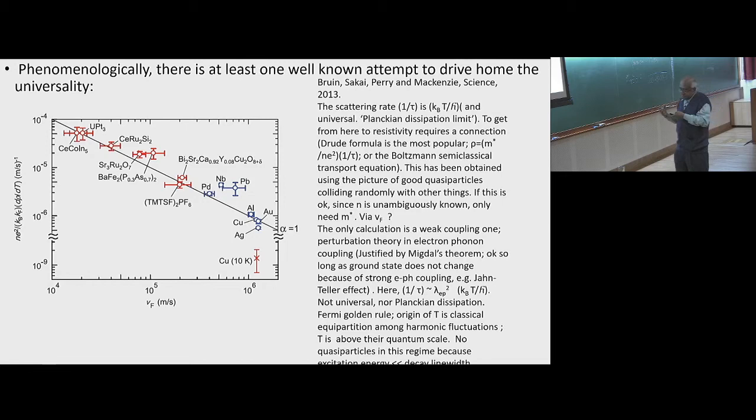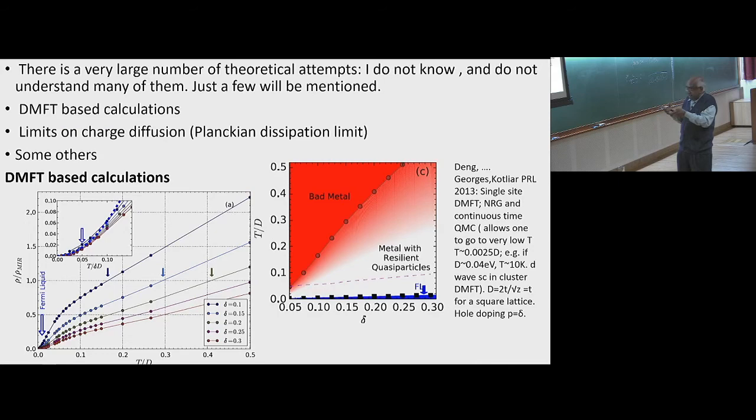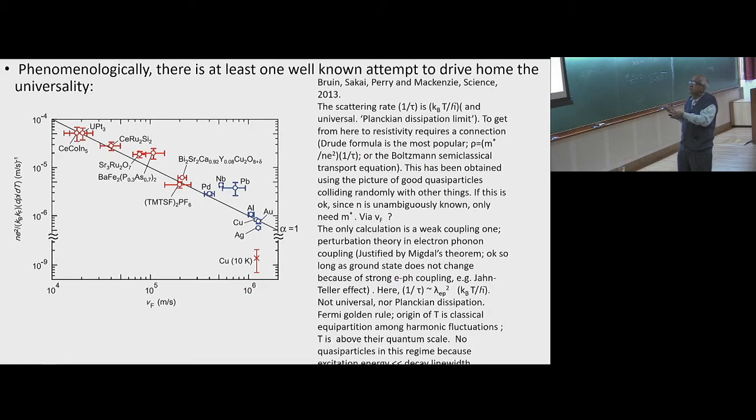There are many attempts to make sense of this. I will start with the most phenomenological one. The phenomenological attempt is to take the resistivity as measured, multiply it with some factors which make it possible to plot this as a y-axis, with the Fermi velocity as the x-axis, and put a large number of different systems on this plot. This is conventional metals with electron phonon scattering. This is heavy fermion superconductors. And you also have a cuprate system, a pnictide, an organic superconductor and so on. All of them seem to fall on a single curve.